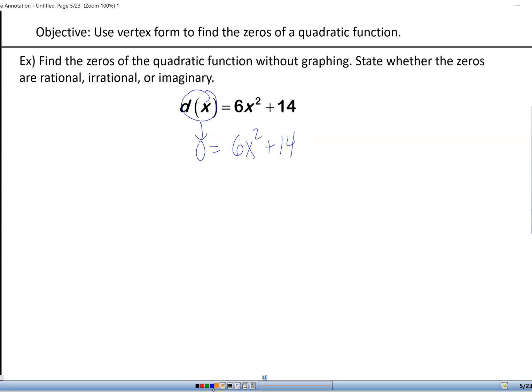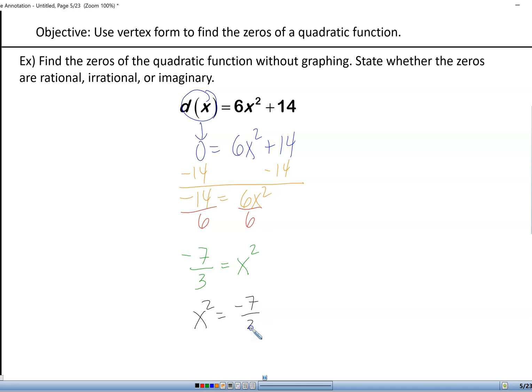Now we begin using our undoing algebra to get x squared by itself. So we'd undo addition. Then we'd undo the multiplication. This time we have a negative divided by a positive, which will be a negative. 14 and 6 do have a common factor of 2, so I should reduce that. So I get negative 7 over 3 equals x squared. And again, you can switch it around if you want to, but you don't have to.